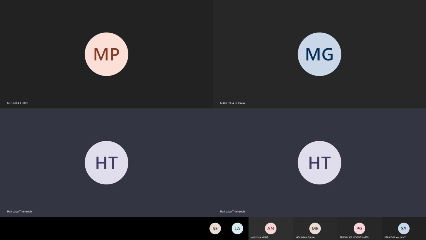Similarly, power factor 4 equal to cos theta 4, that is equal to 0.9, so theta 4 is 25.84 degrees.